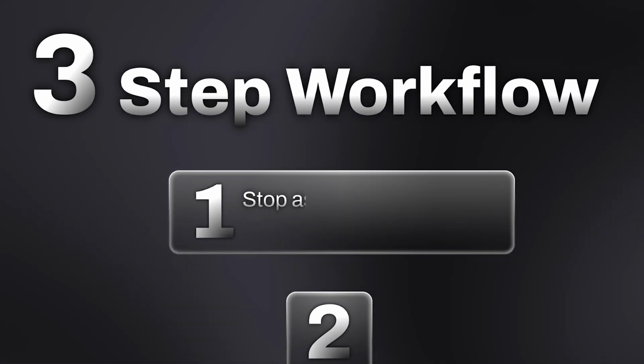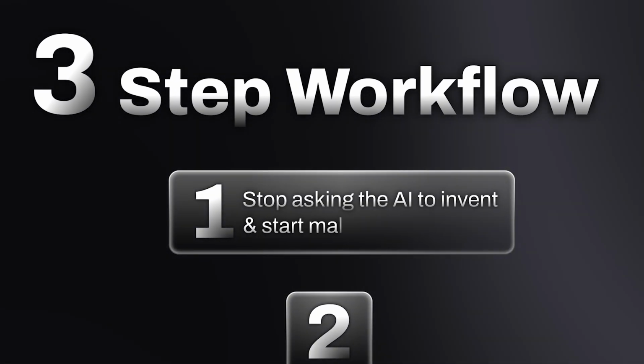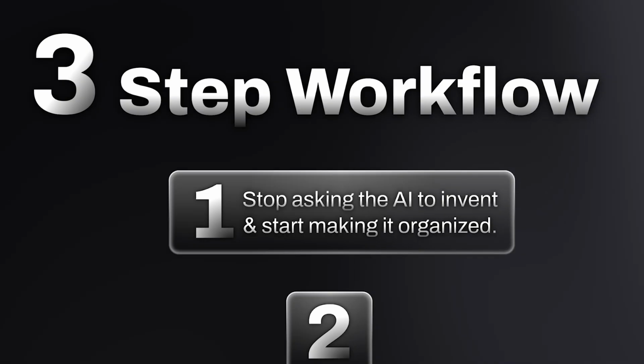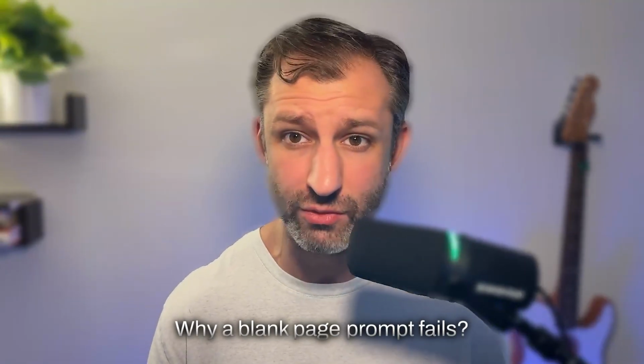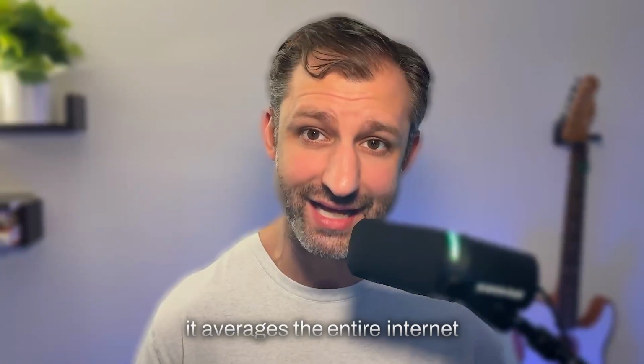Step 1, stop asking the AI to invent and start making it organize. Think about why a blank page prompt fails. The AI doesn't know who you are. It doesn't know your take. It doesn't know what your audience already understands. So when you give it nothing, it does the only thing it can. It averages the entire internet. And the average of the entire internet is, by definition, generic.